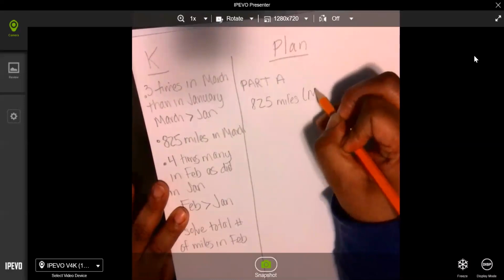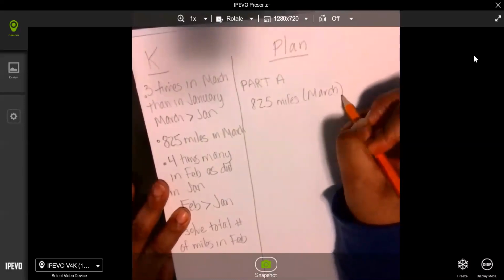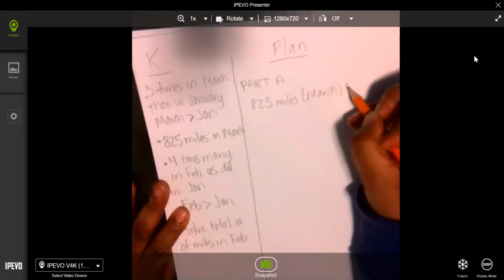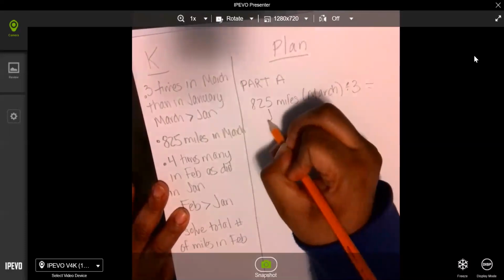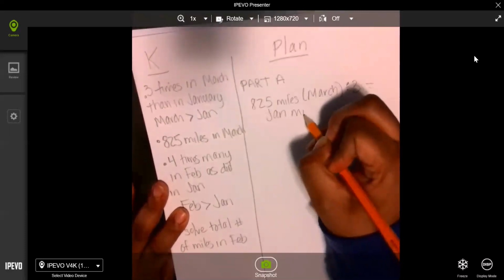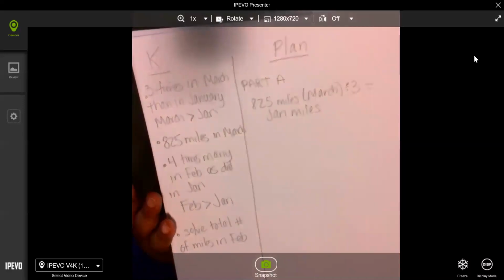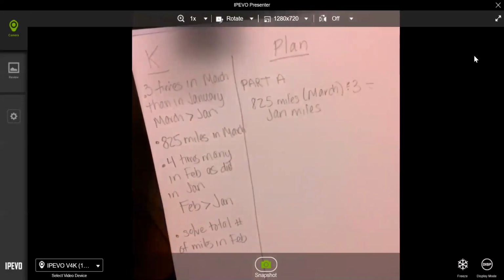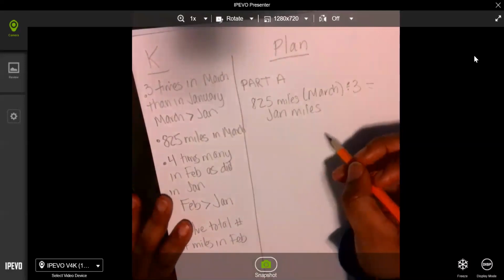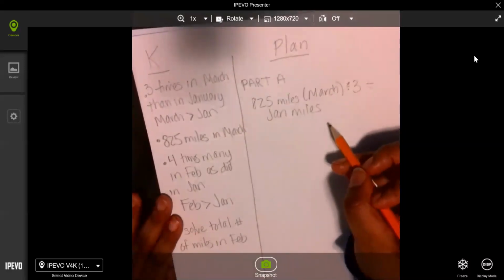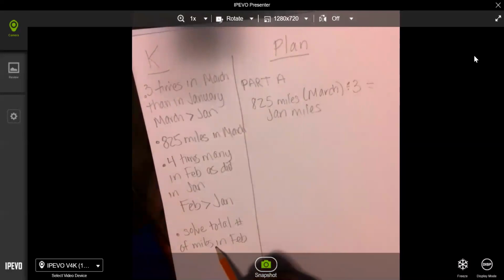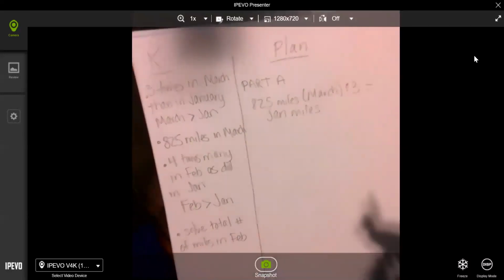which represents the miles in March, divided by 3 equals January's miles. As you can see, Rocketeers, I'm making sure that I'm labeling for each month represented so I can organize my work. Now, I know that's not all I'm solving for because I'm going back to what I know. I have to solve the total number of miles in February.